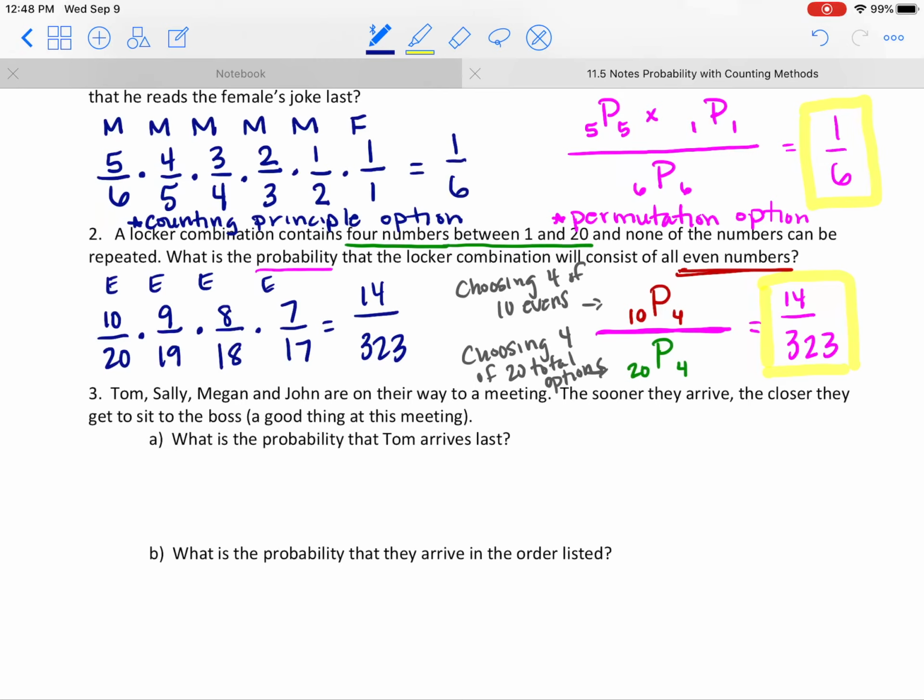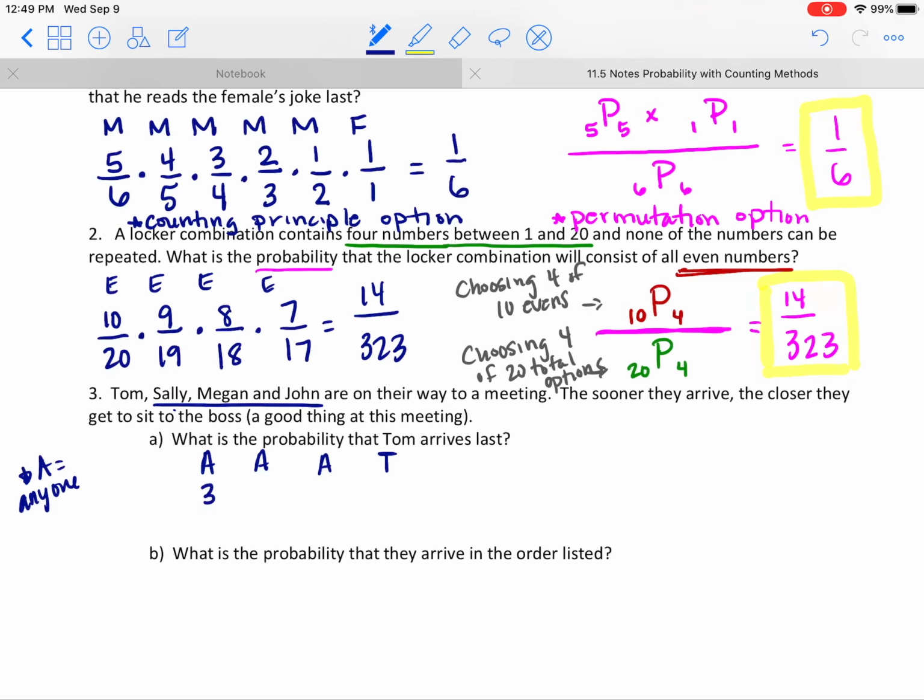So let me show you, I don't know which way you want to see this first. Let's go with, it says, what's the probability Tom arrives last? So Tom has to be last, but let's make an abbreviation here. Let's let A be anyone, right? Anyone can be first, anyone can be second, anyone can be third, but Tom has to go last, okay? So anyone being either Sally, Megan, or John, any one of those 3 could go there.